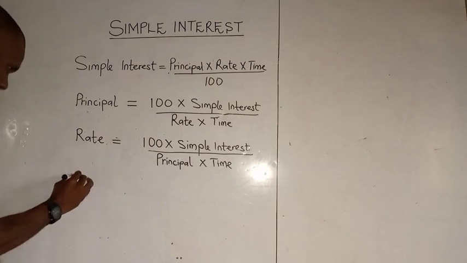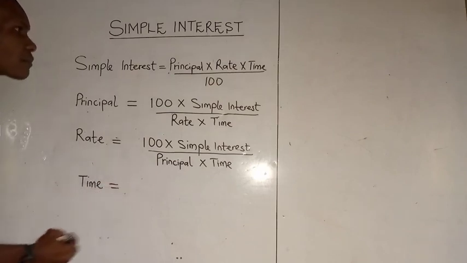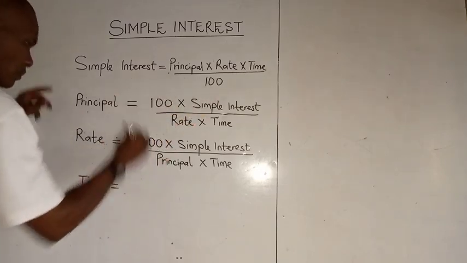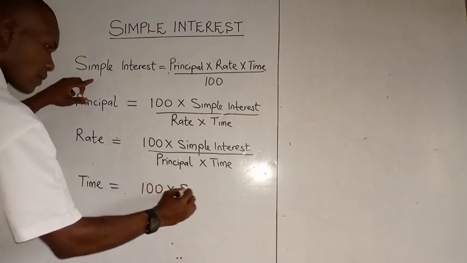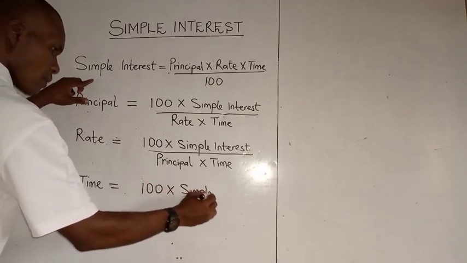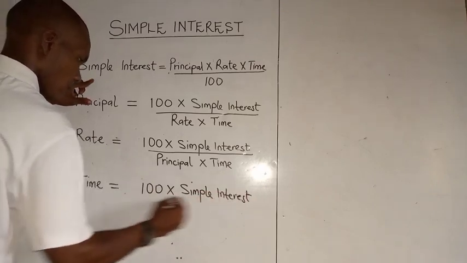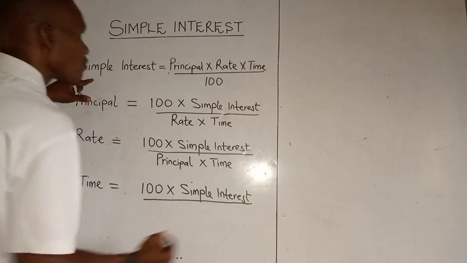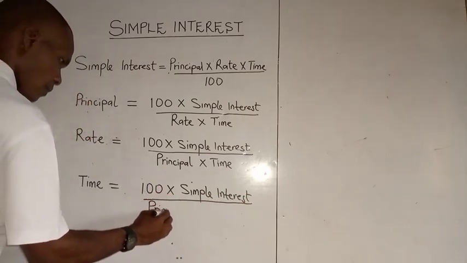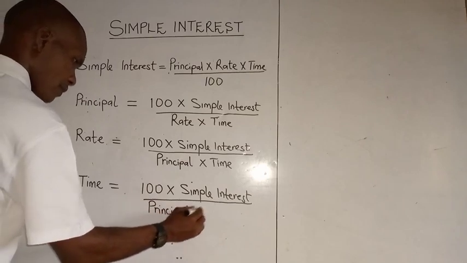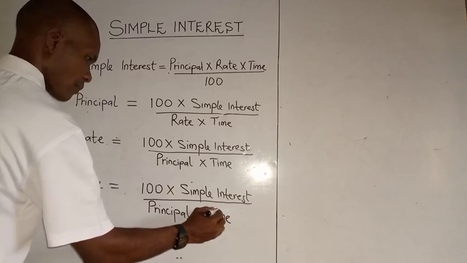And lastly, we can calculate for the time. The time is equal to 100 multiplied by the simple interest all over the principal multiplied by the time.